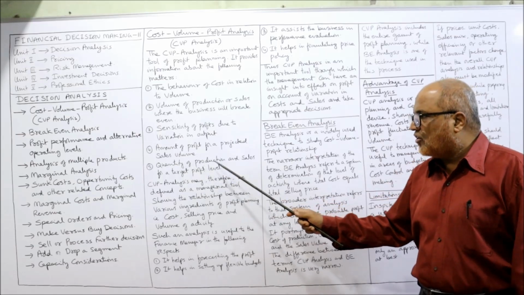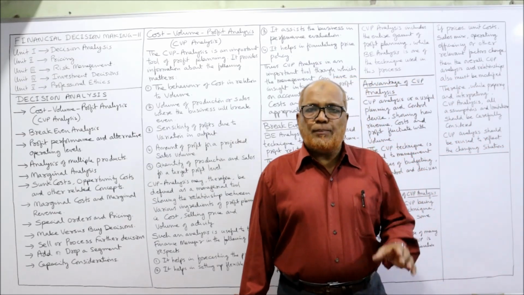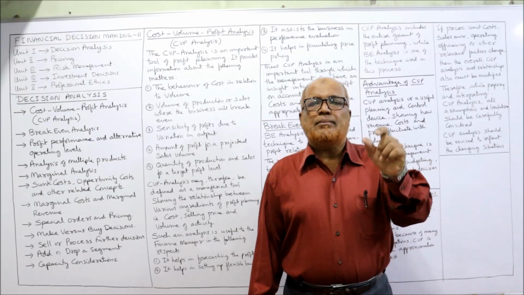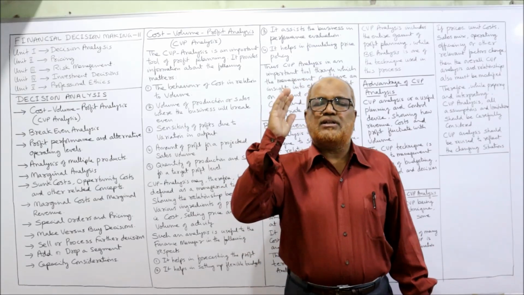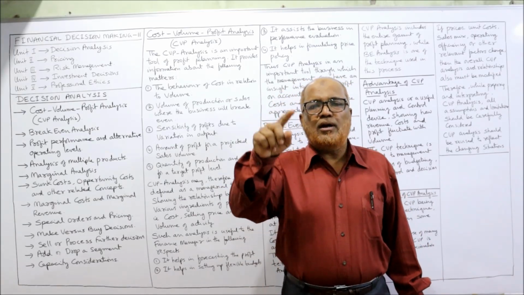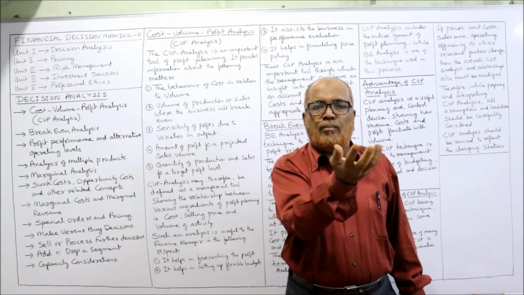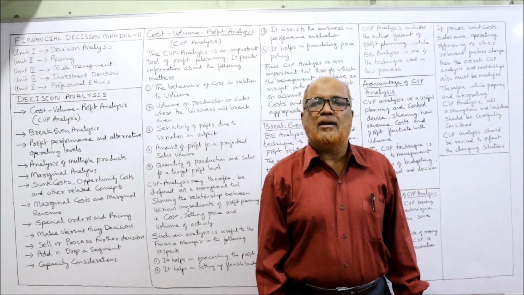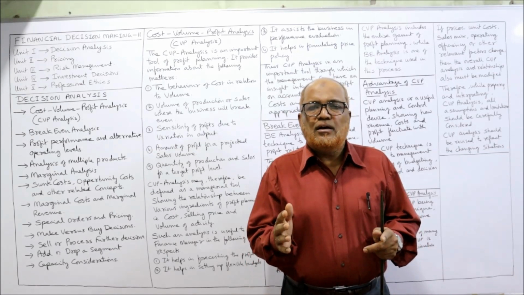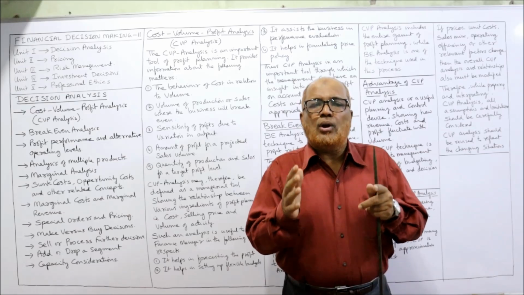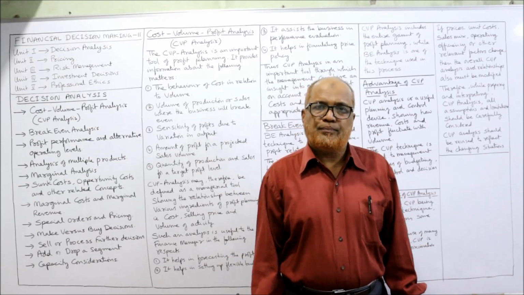Last one, quantity of production and sales for a target profit level. Suppose the business has set a target profit. Next year we want to earn a profit of 10 lakh rupees. In order to attain that 10 lakh rupees, how much production and how much sales we have to make. So these are the matters on which CVP analysis will solve the problem.